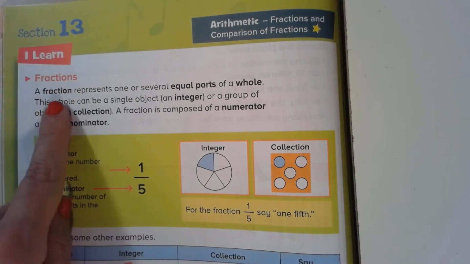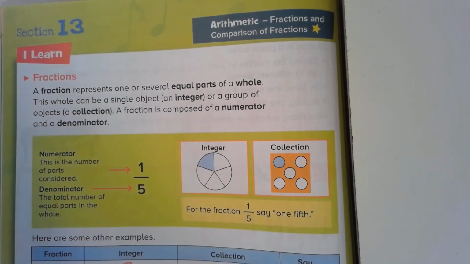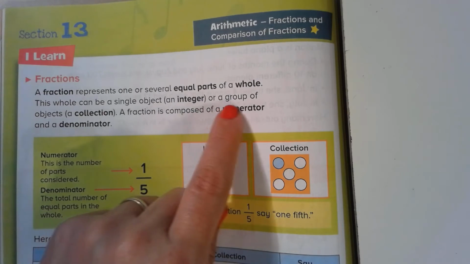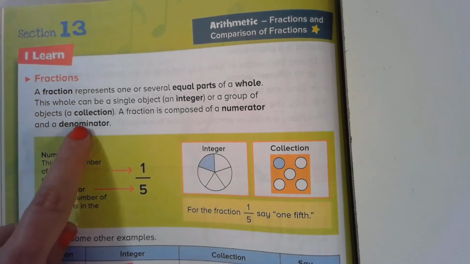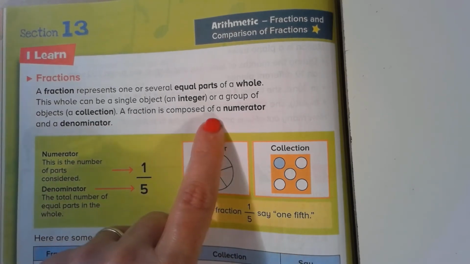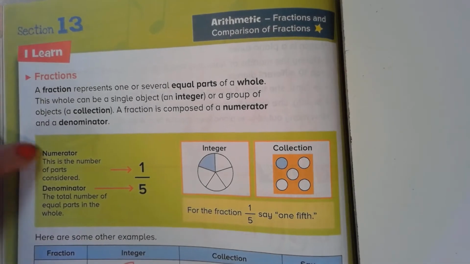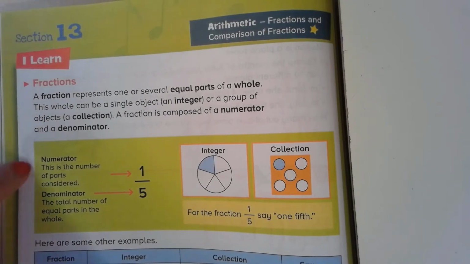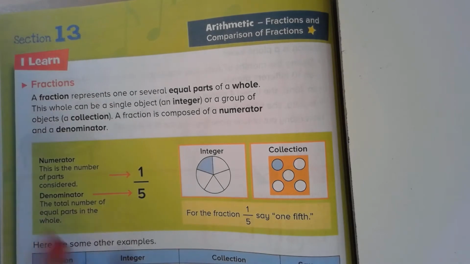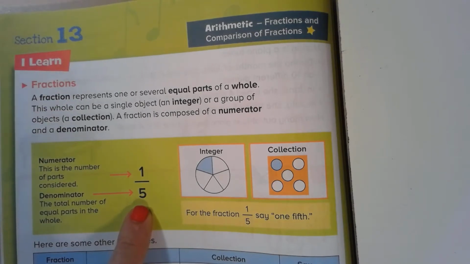Fractions. A fraction represents one or several equal parts of a whole. This whole can be a single object, we call that an integer, or a group of objects, which we call a collection. A fraction is composed of a numerator and a denominator. So all you really have to know is that the numerator is the top part of the fraction, and the denominator, think of the word down, is the bottom of a fraction.